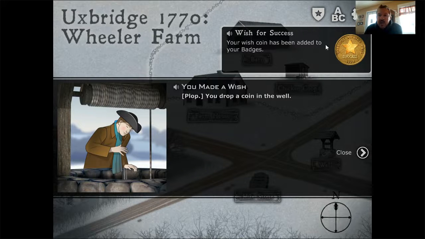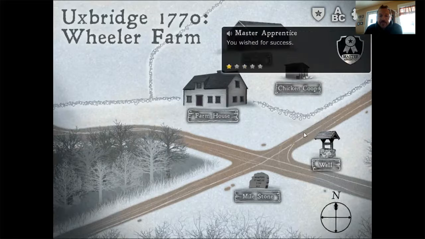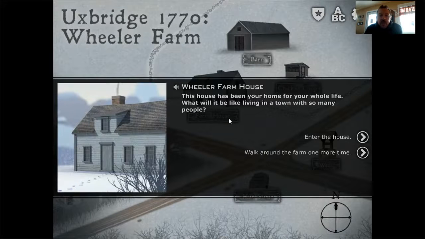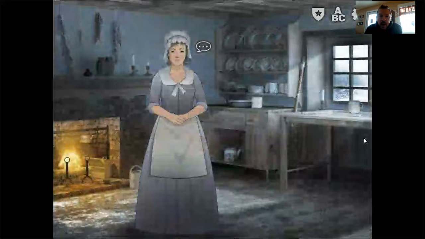And you'll see during the game, you'll collect things like this, these badges. It's not important for what we're doing. So don't really worry too much about the badges that you collect. And now I'm going to go to the farmhouse. It says, this house has been your home for your whole life. What will it be like living in a town with so many people? Well, I'm going to enter the house and talk to my mom before I leave.